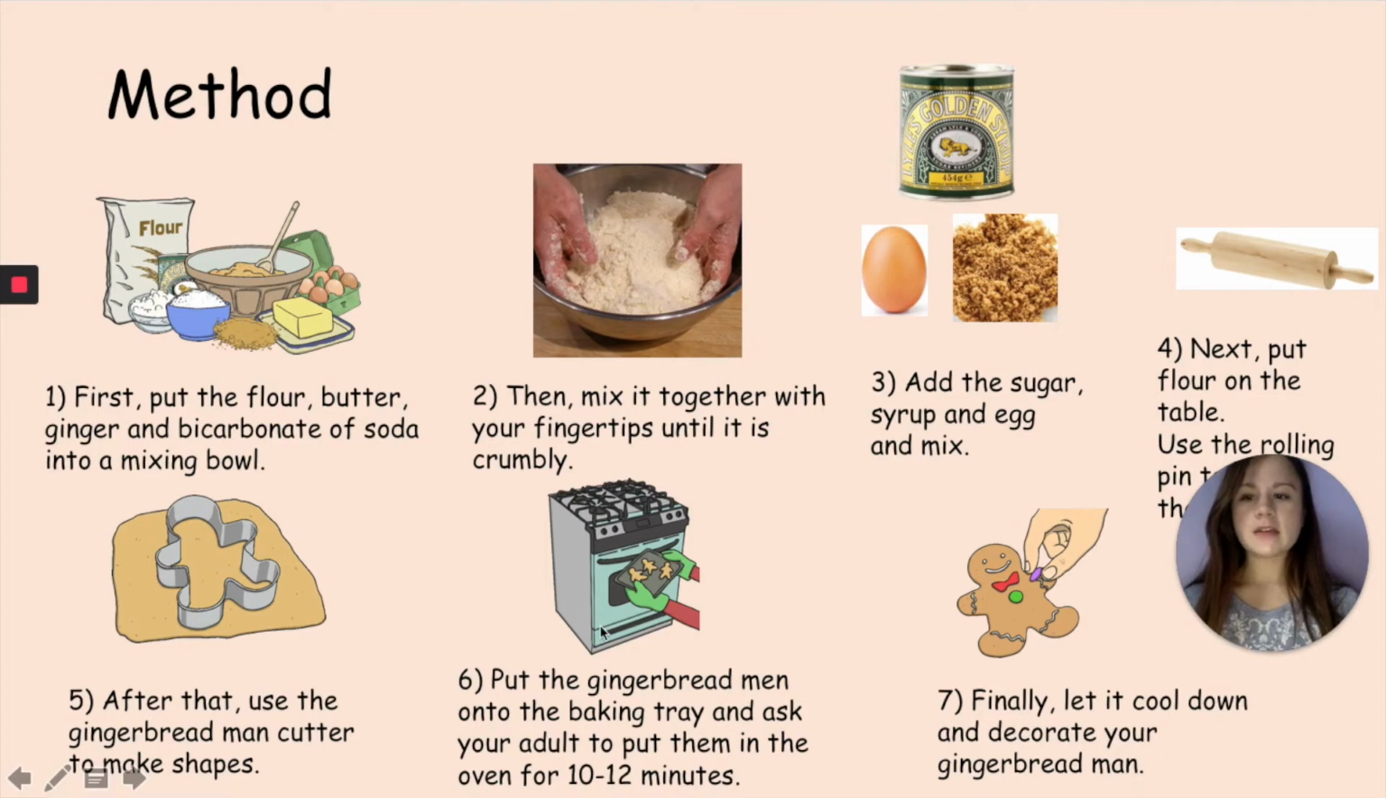So, as you can notice, we've also got numbers on our steps. We have to put them in order so that people do it in the correct order and don't mix up the steps. Because, for example, we need to mix it before we can cut it, and we need to add the sugar, syrup and egg and mix it before we can roll it. So you need to be very clear.